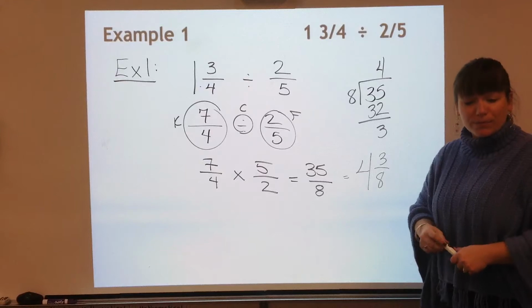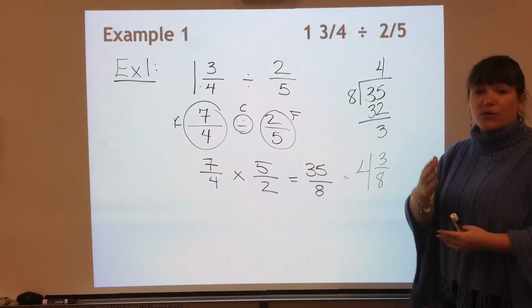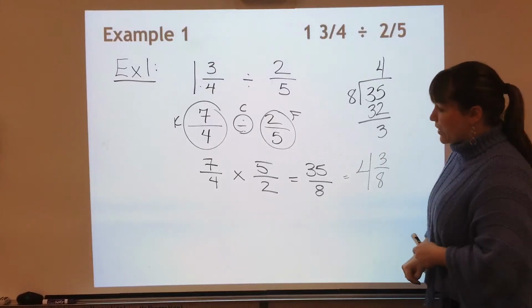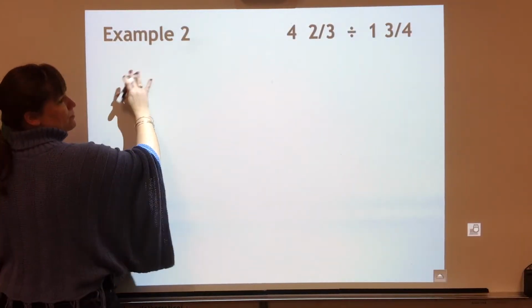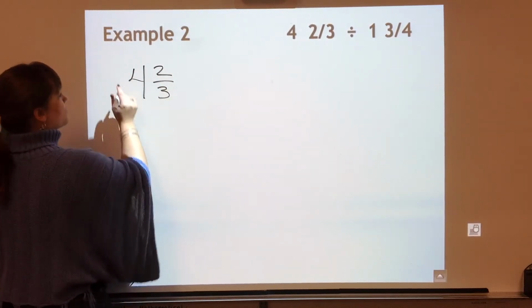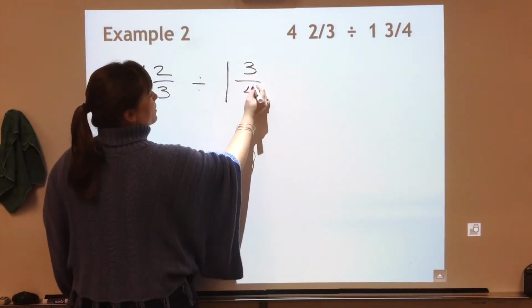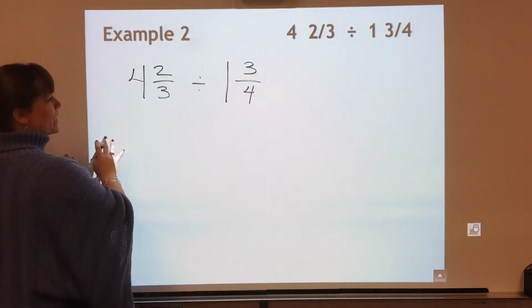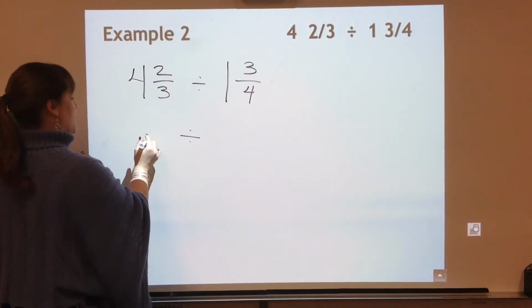So that's example 1. No word problem, just how do you take mixed numbers and work with the division of fractions. Now we have another just straight, let's divide 2 mixed numbers now. So now we have 4 2/3 being divided by 1 3/4. So again, I'm going to change both of them and still have the division sign.